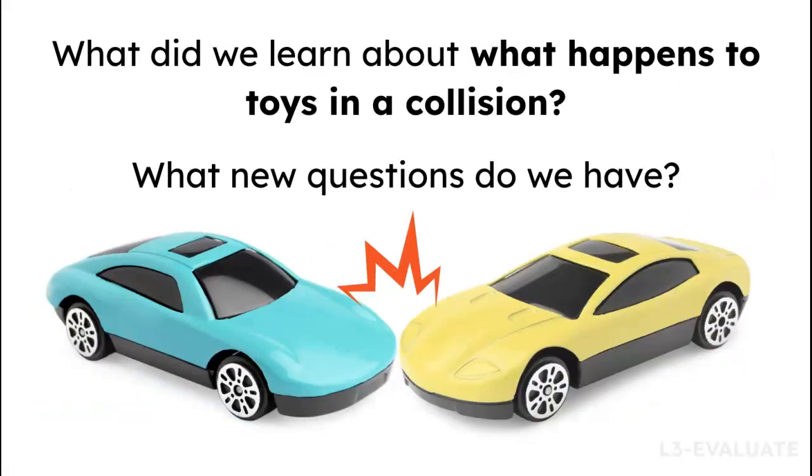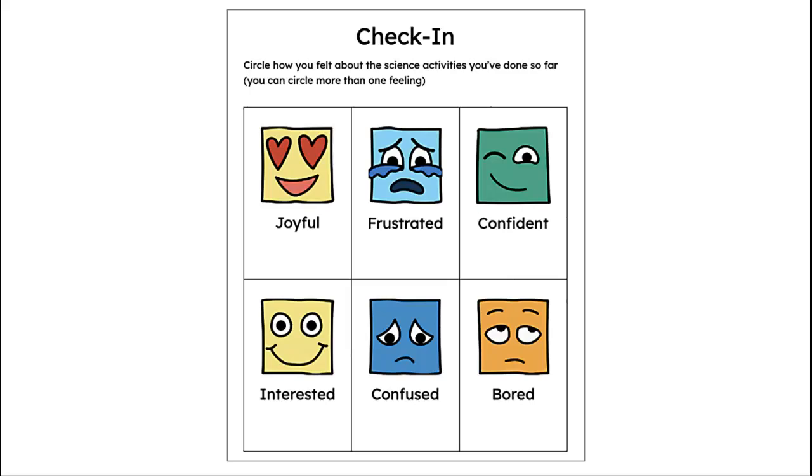To support student sense-making across the unit, you'll orient them back to the driving question board. You'll ask, what did we learn about what happens to toys in a collision? And what new questions do we have? You can have students use the self-check form to evaluate their own learning in this section.